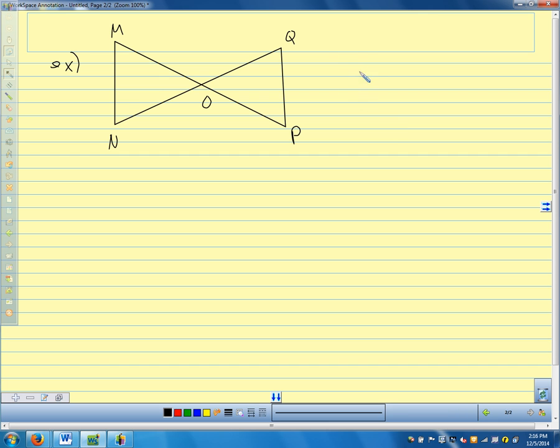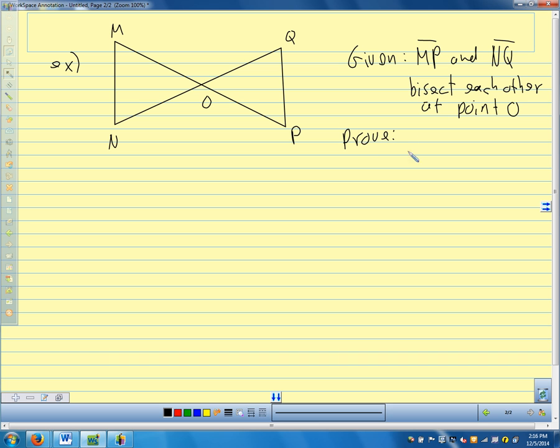All right, so for this one, we're given that segment MP and segment NQ bisect each other at point O. And we want to prove that segment MN is congruent to segment QP. So let's write our statement and our reason. We'll do a 2-column proof.